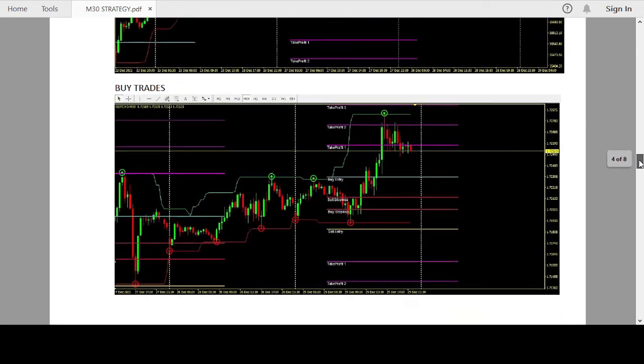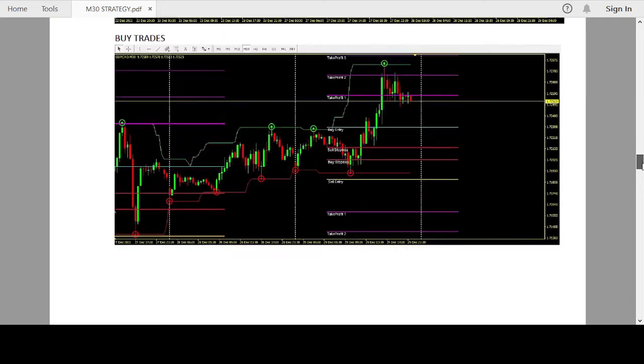Let's have a look at some other buy trades. This is the GBP CAD. You can see that there was a green circle dot right there, and then the system triggered a buy entry right there. That's where we'd enter, and we'd put our stop loss where it's supposed to be. Then as you can see, the market hit take profit 1, and then it hit take profit 2.